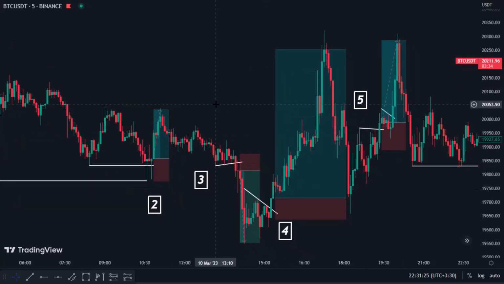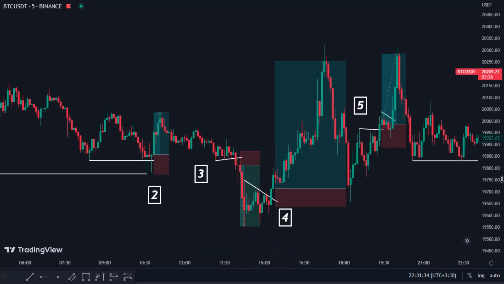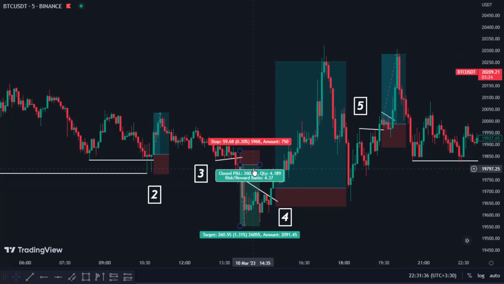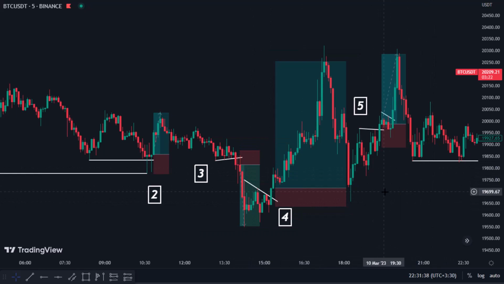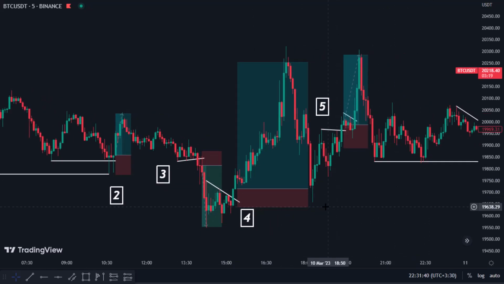On the third position we did have this trend line with 3 touches, and the fourth time it was broken here, we could enter a sell position, put our stop loss above the candle, and it gave us something around 4.4. Let me tell you that this is 10th of March 2023, and this is the 5-minute chart of Bitcoin.